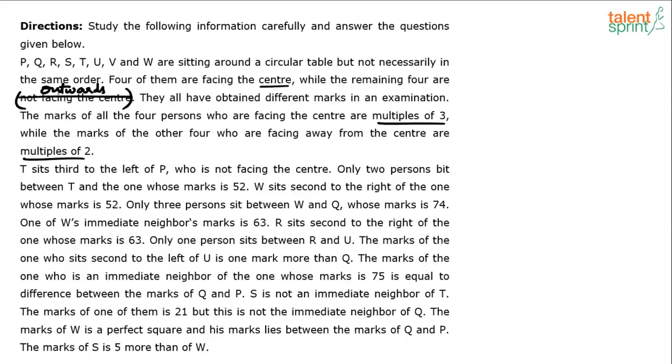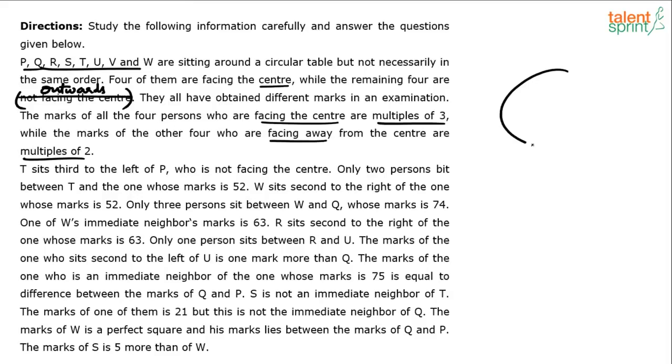Another interesting point here is that people who are facing center have scored marks which are multiples of 3. So if you know that a particular person has scored a multiple of 3, you can take it for granted that he is facing the center. And people who are facing away from the center have scored marks which are multiples of 2. So if a person has scored a multiple of 2, then you can conclude that he is facing outwards. It's a kind of complex arrangement because we have to arrange 8 persons around the table. It's a combination of center and outward facing people, and we also have to find out who has scored how many marks.